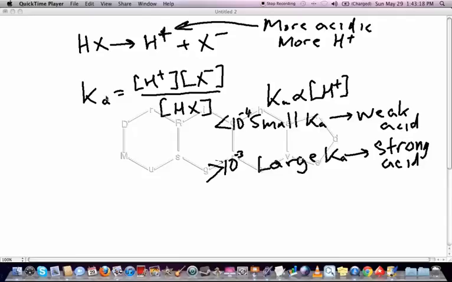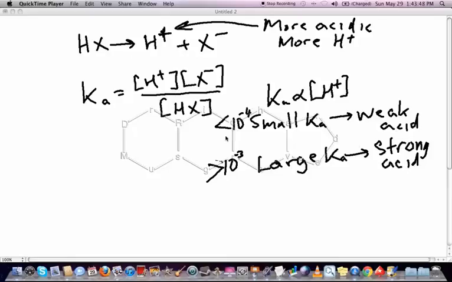If we look at the Ka, it can be measured by looking at the equilibrium expression, and you can see that the Ka and the H plus would be proportionate. So if we have a small Ka, we're going to have a small amount of H plus, which means that we're talking about a weak acid. If we have a large Ka, then we have a large concentration of H plus. This is at equilibrium, so we're talking about a strong acid.